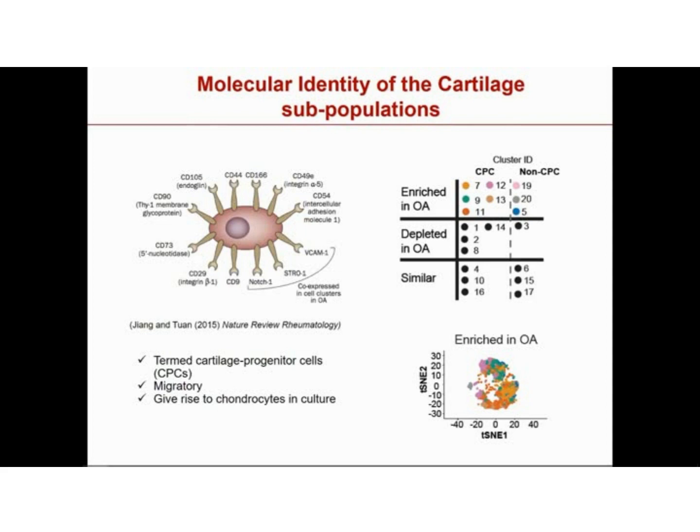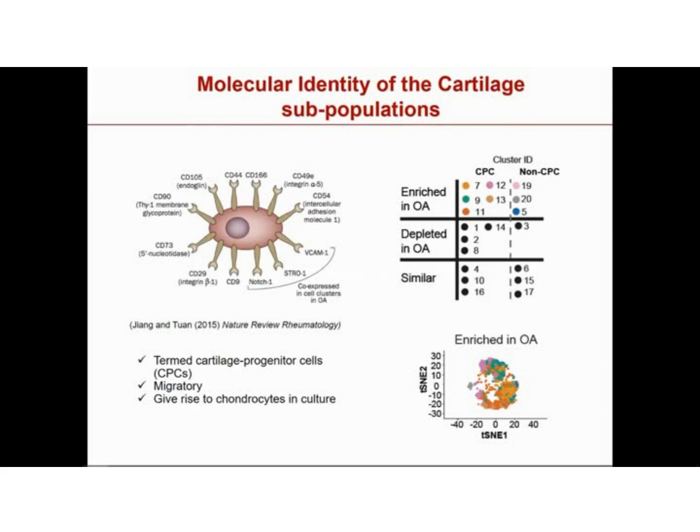These are different markers which have been described for these CPCs. These CPCs are supposed to be migratory in OA, and they do give rise to chondrocytes in culture. So the question really is, why do they not work in vivo? And when we look at these subsets, we see that a lot of them are CPC subsets, but there are some non-CPC subsets. So we found around 7 non-CPC subpopulations, and the rest of them are CPC populations.